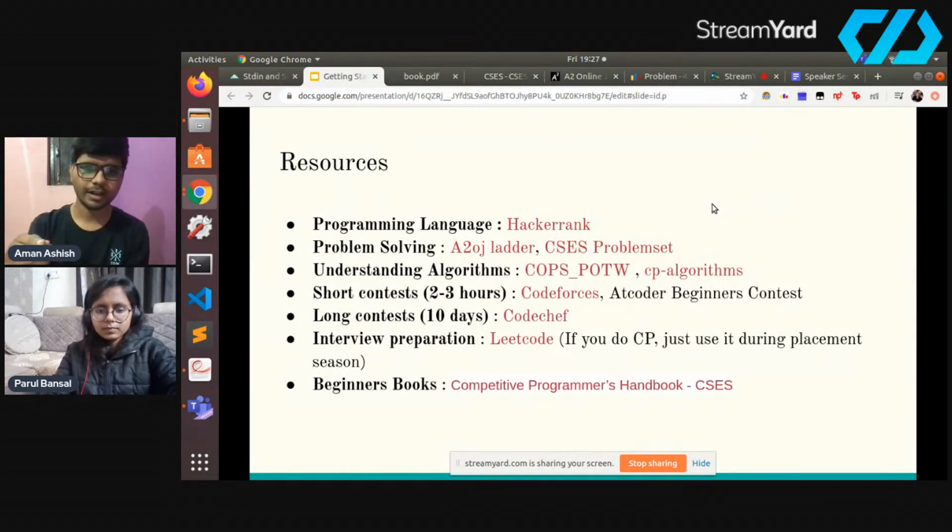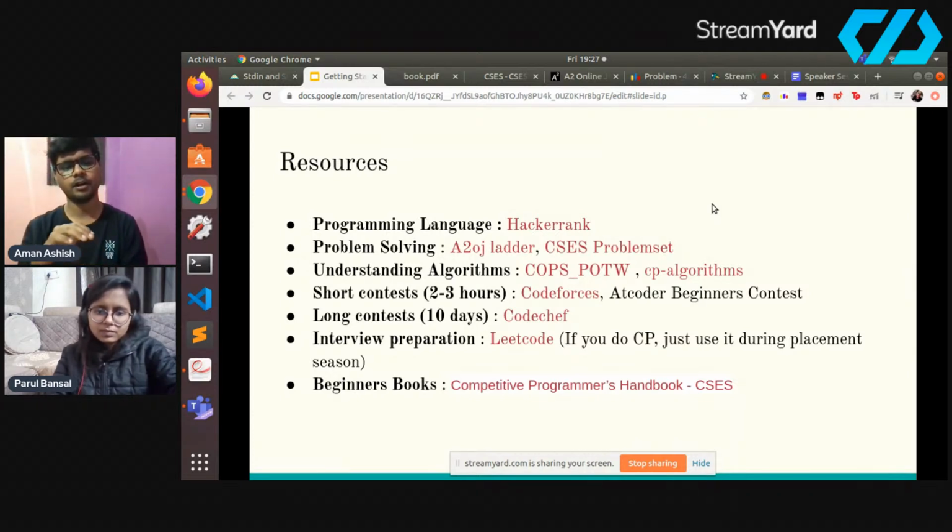So the path is like you can start with HackerRank, get comfortable, solve 30 or 40 questions, get comfortable with the language, come to A2OJ. You can solve the entire ladder without much concept of data structures and algorithms. You'll just need basic if else, nested if, for loops, while loops, the basic implementation of languages. And then you need to pick up data structures and algorithms. At a very basic level, you can start with the CSES problem set.